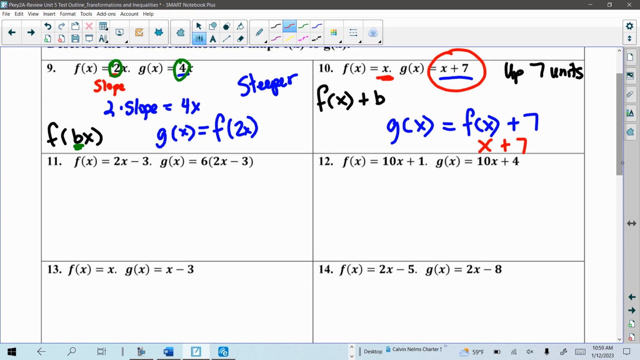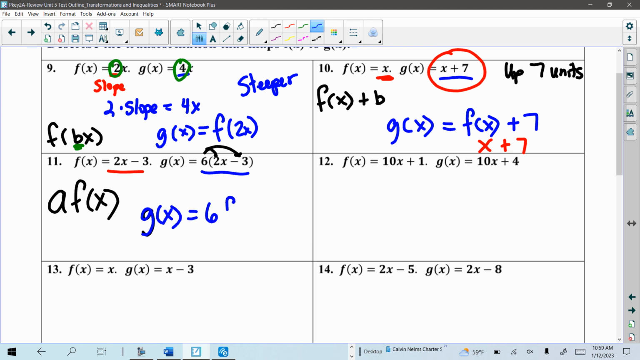All right, so look at 11. How is the original changing to the new? You're multiplying by 6, but do y'all see how we're multiplying everything by 6? Yes. So which rule does this match? Yes, a f of x. Very good. So g sub x, I'm going to do that in blue, is the rule 6 times the f of x. F of x was the 2x minus 3.